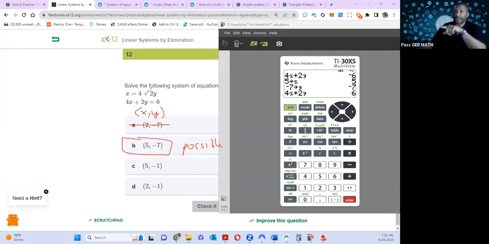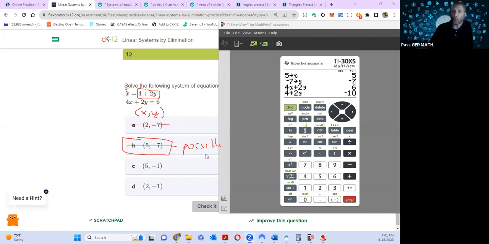So I got my x and I got my y, right? So I know that my x is 5 and I know that my y is -7. So I'm going to plug this in to my calculator, and I know my x is 5. So when I plug this in, I should get 5 if that equation works. So 4 plus 2y, I should get x is 5. I did not. So it is not B. So let's go to C.